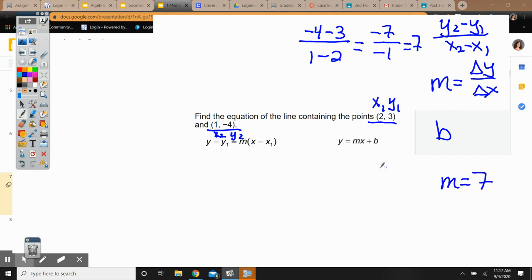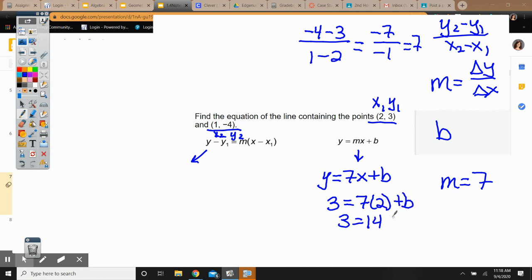From here, you have two choices. You can do the mx plus b route or the y minus y1 equals m times x minus x1 point slope route. I'm going to do mx plus b first, and then I'll do the other way second. So I know the slope m is 7. So I have 7x plus b. I still have to find that y-intercept. So you can pick your favorite point. Either one is fine. I usually pick the one that does not have a negative to plug into the equation to find the b. So 3 equals 7 times 2 plus b.